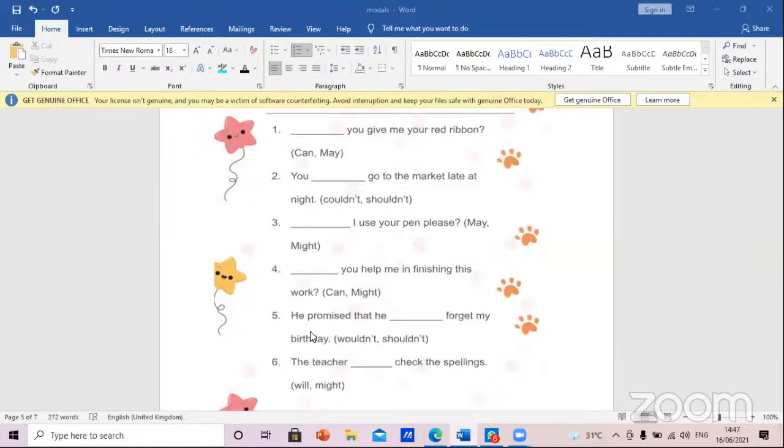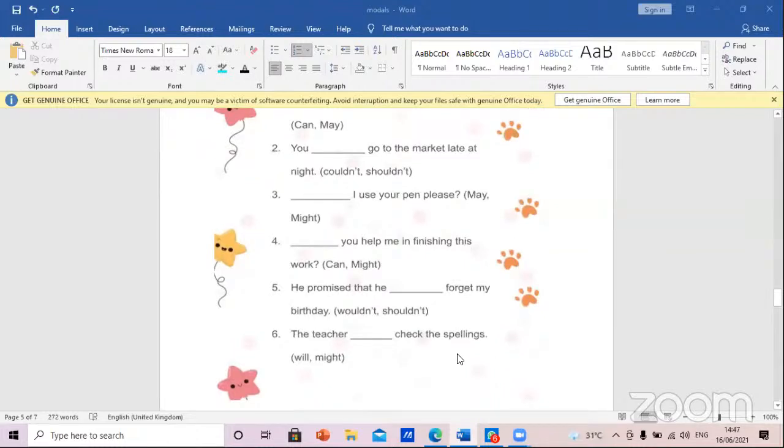Number 5. He promised that he forget my birthday. Yes, very good. Wouldn't, would not. Should not is not suitable here, since that doesn't fit the meaning. Wouldn't, would not. Very good. Thank you for your cooperation.